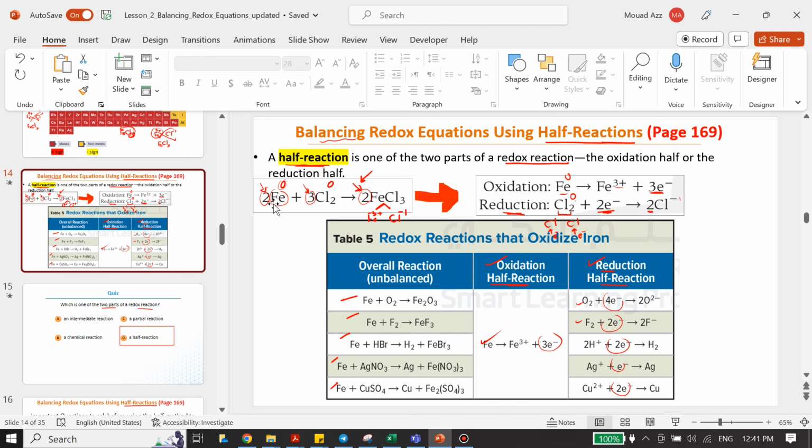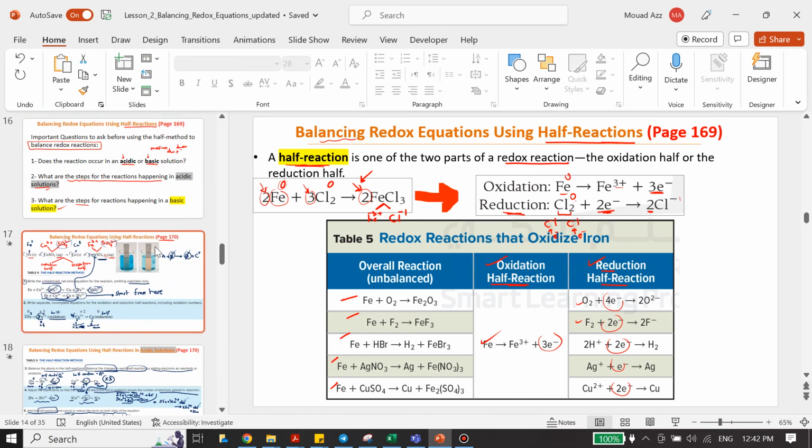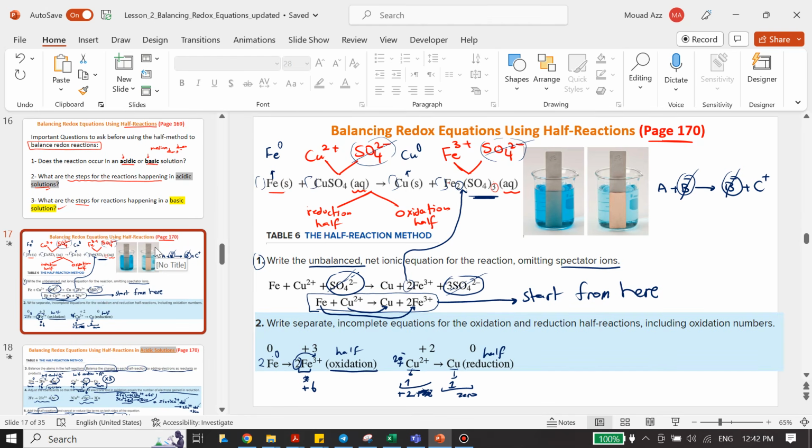So for example, here in Fe, the oxidation number is 0 and Cl₂ oxidation number is 0 because these are normal atoms. And in this ionic compound, Fe is +3 and Cl is -1. So from 0 to +3 it's oxidation, from 0 to -1 it's reduction, because the oxidation number decreased. And we went through the steps we use to balance redox reactions in general. This is what you have in the book, page 170.